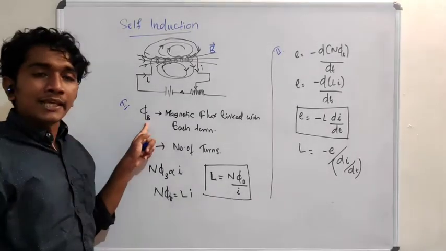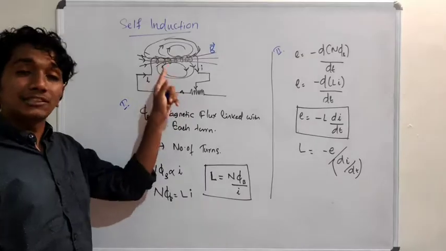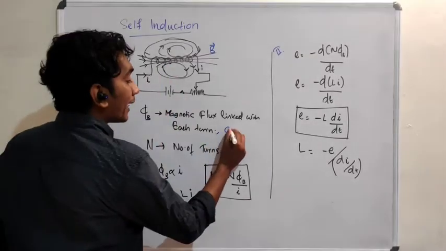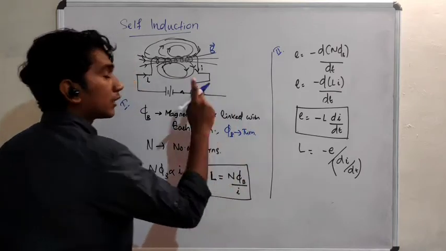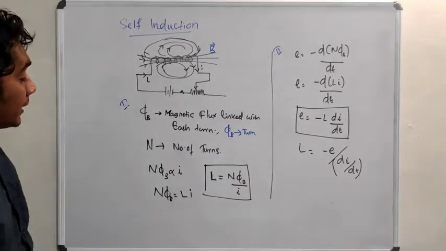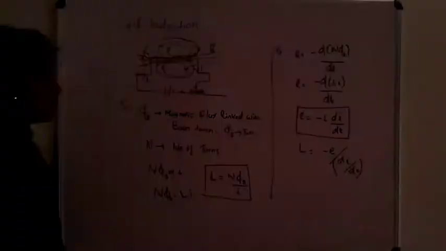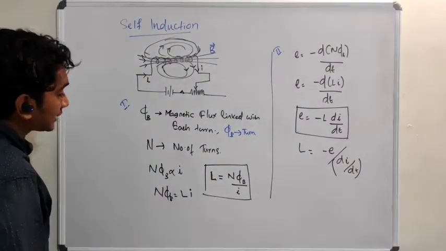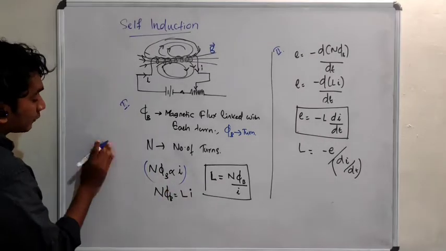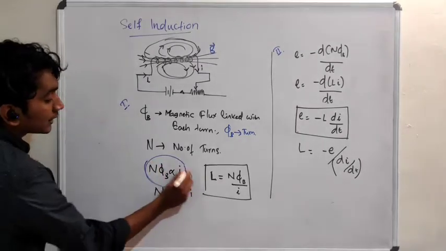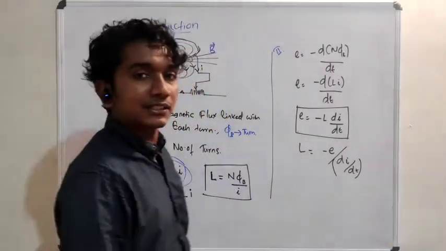Let phi b be the magnetic flux linked with this circuit in each turn. Not for one turn only, it is phi b, and n is the number of turns. From what we have discussed, it is very clear that n phi b, that is the total flux linked with the circuit, is directly proportional to the current passing through it. That is what we were discussing, right?